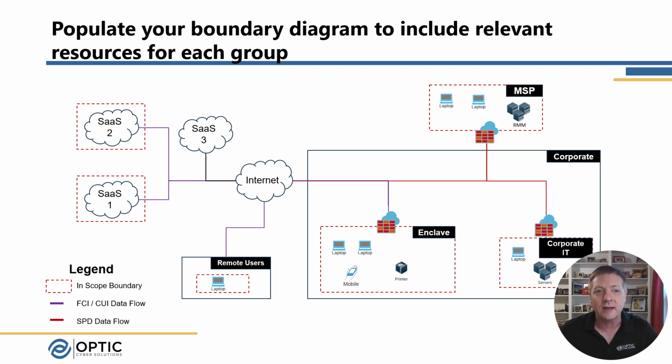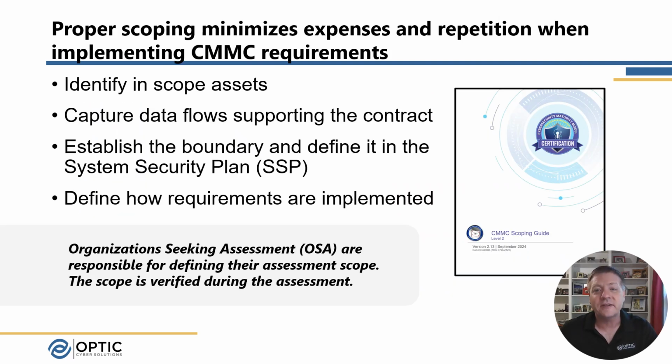We can start looking at the types of information that is flowing within the environment, whether there's FCI and CUI going between the two environments so that they can communicate and fulfill those business functions, or if we just have that security protection data, or SPD, that's required to oversee it. As previously stated, right, scoping is imperative to make sure that we get it defined properly, and so that we can start working and building out our CMMC program to meet that scope, right?